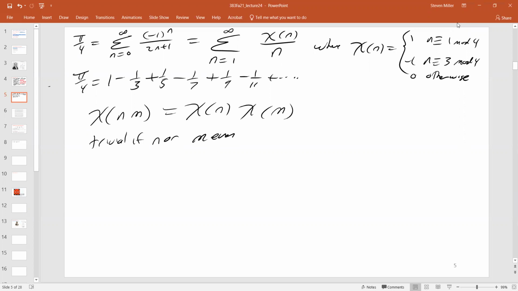Well, if one of them is 1 mod 4, if you multiply something by 1 mod 4, you don't change its remainder mod 4. So we might as well assume that n and m are both 3 mod 4, and then you would just see -1 times -1 is 1, and something that's 3 mod 4 times something that's 3 mod 4 is 1 mod 4. Because it'll give you a remainder of 9, and 9 is just 1.